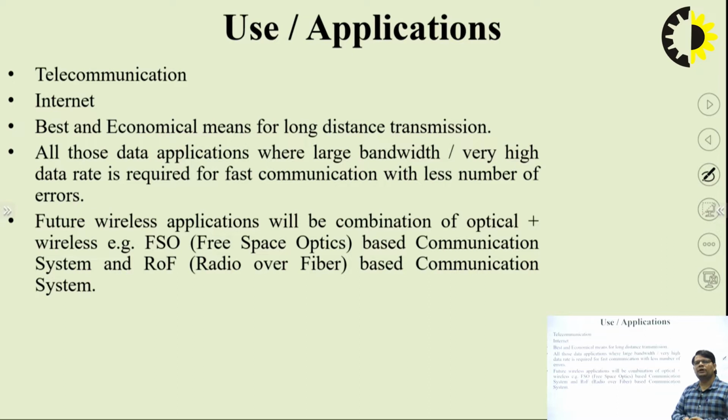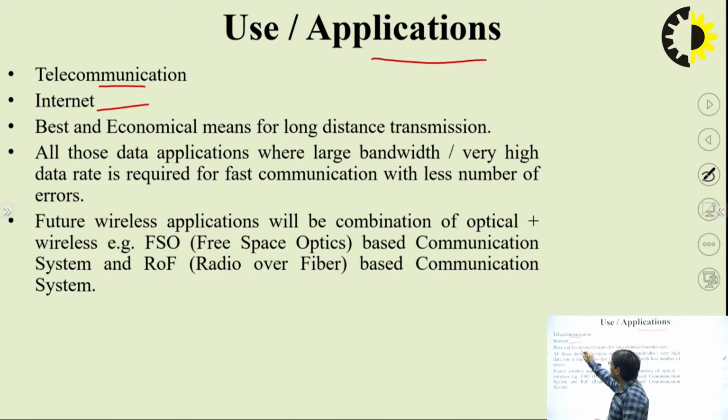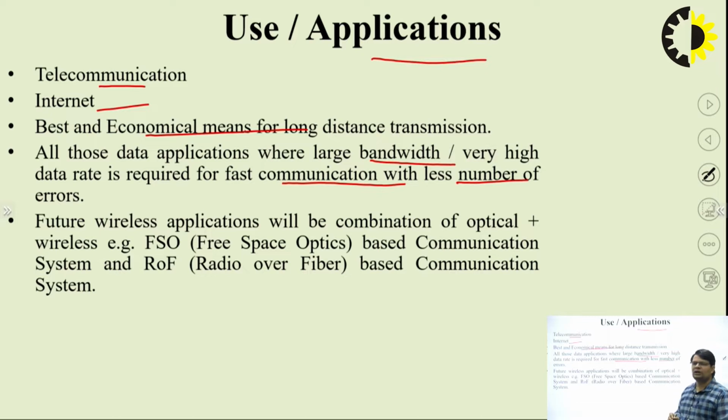Now, what are the important uses or applications of optical communication? Nowadays optical communication is very popular because of its main advantages, that is bandwidth and large data rate. Preferably, optical communication is used in the field of telecommunication and for providing internet service, and it is basically the best and economical means for long distance communication. Most importantly, because of large bandwidth availability, optical communication can be used in all those applications where the bandwidth or data rate requirement is large, and moreover fewer errors are required in the communication system.